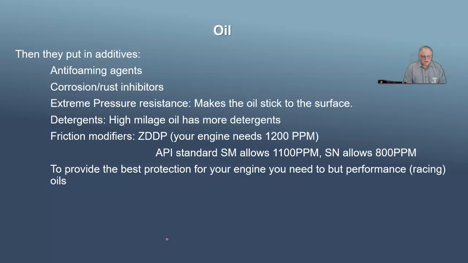One of the friction modifiers that they put in there is the ZDDP, which I don't remember off the top of my head what that stands for, but you can look that up. It's zinc something phosphate. Your engine needs 1,200 parts per million. While I was at SEMA, I met this one guy that's a member of this organization, and it's just a group of people that know everything that there is to know about lubricating oils. And he was the one that was telling me you need 1,200 parts per million to provide adequate protection to the engine.